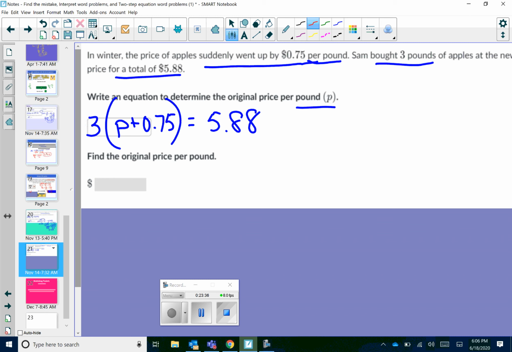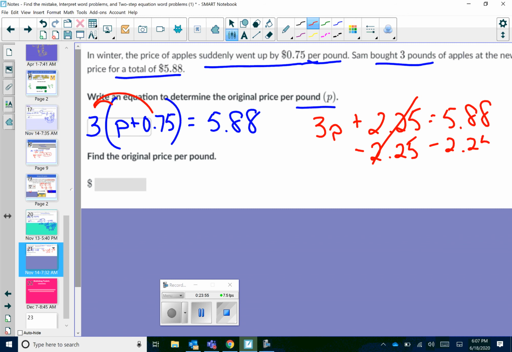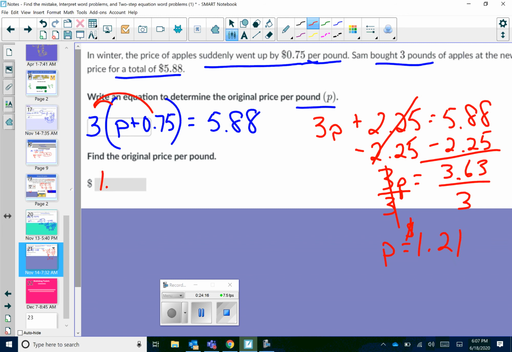We're going to distribute: 3 times P gives us 3P plus 75 cents times 3 gives us $2.25 equals $5.88. Next step, eliminate your constant. So that leaves us with 3P equals $3.63. And then our last step is to divide through by 3. And this, you can actually do mental math for. 3 goes into 3 once, 3 goes into 6 twice, and 3 goes into 3 once. Remember, we're dealing with money, so we should have a label of $1.21.